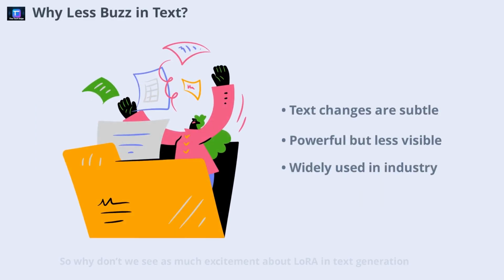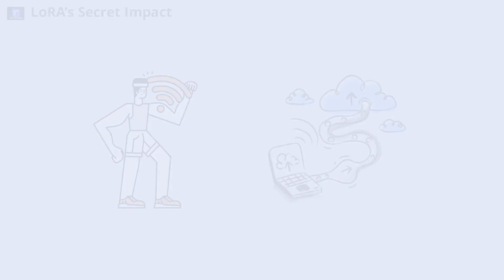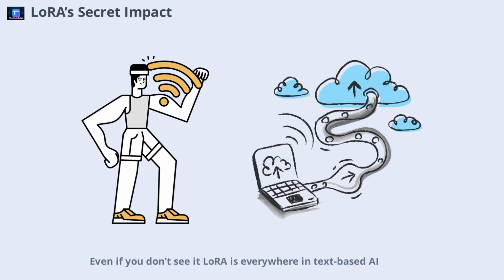So why don't we see as much excitement about LoRA in text generation? The answer is simple. The changes are subtle. While image LoRA adapters can create dramatic visual effects, text adapters might just make a model more formal or add domain knowledge. These improvements are powerful, but less flashy. Still, under the hood, LoRA is quietly powering many customized language models used in chatbots, legal assistants, and more. Even if you don't see it, LoRA is everywhere in text-based AI.